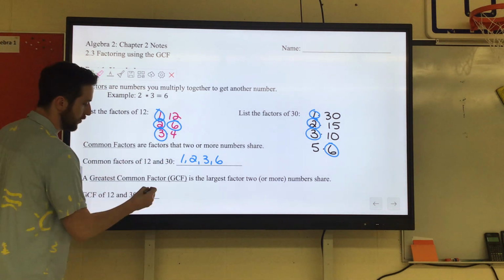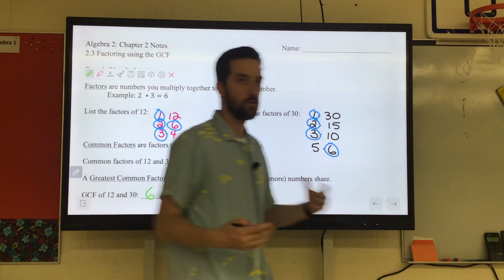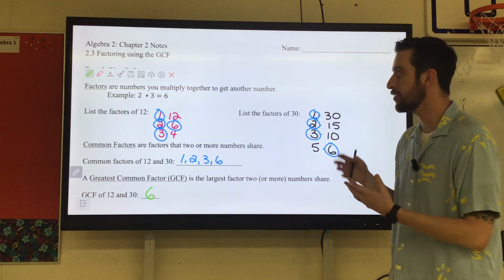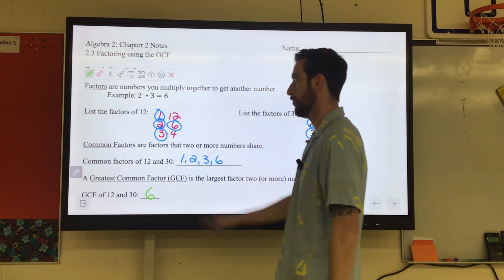The greatest common factor is the largest of those common factors. So obviously the largest one is 6. So 6 is the greatest common factor. It's the greatest number that can get multiplied into both of those.